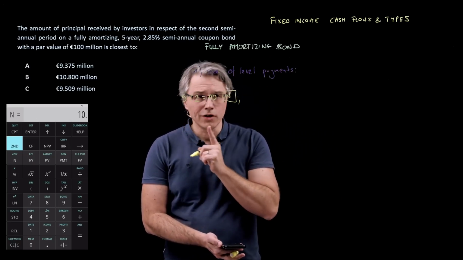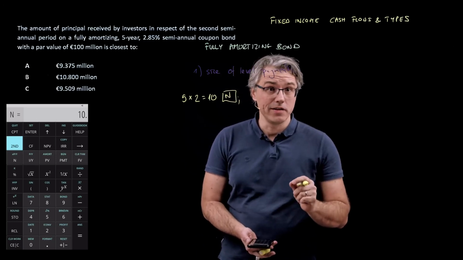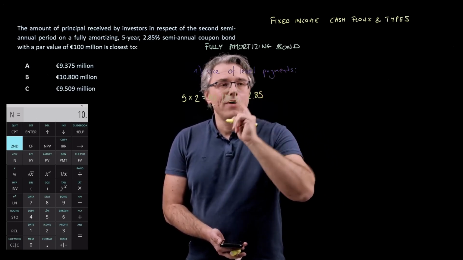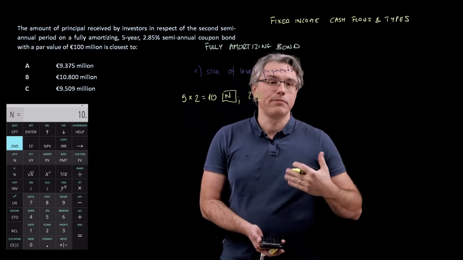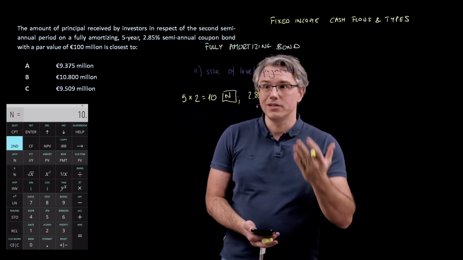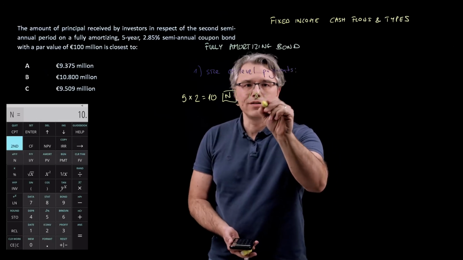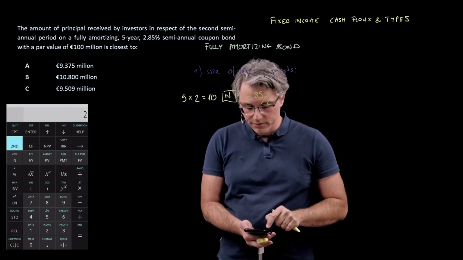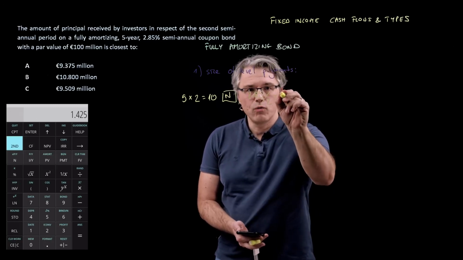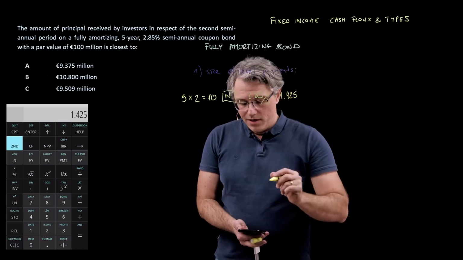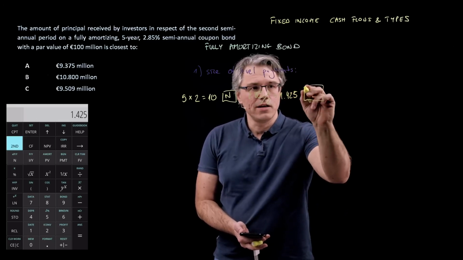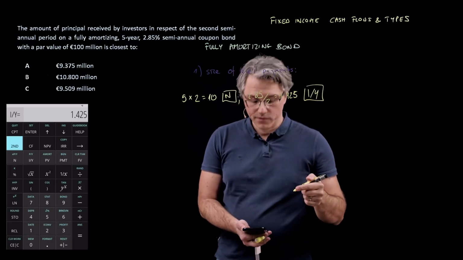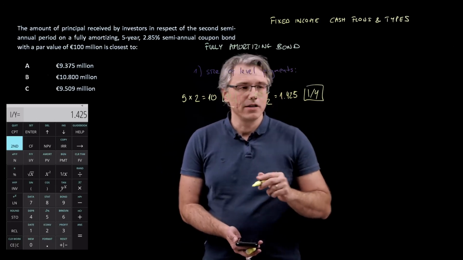Next, I want to tell the calculator what the rate of interest is. So this is going to be 2.85, but it has to be expressed on a per period basis. And because here we've got 10 semi-annual periods, I need to divide this by 2. So 2.85 divided by 2, that obviously equals 1.425. And I'm going to tell the calculator this is my input for I/Y, which is the interest rate. Okay, next we go to PV.